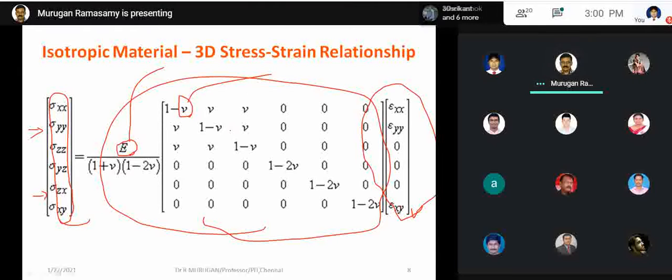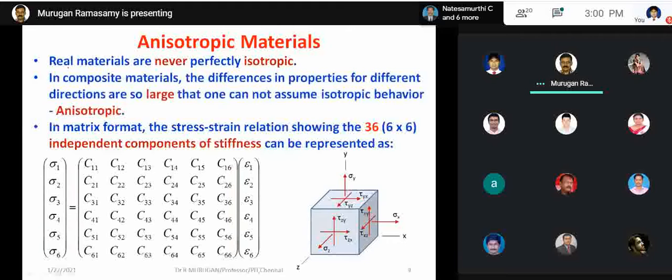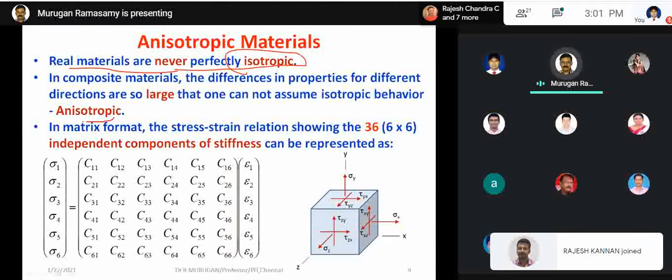But what will be the stress strain relationship in the case of anisotropic material, we have to see. If you take many materials, they will not behave with isotropic nature, but we assume that all materials behave isotropically. But in the case of multi-phase materials and composite materials, these materials will behave in an anisotropic manner. So in that case, what will happen to the stress strain relationship?